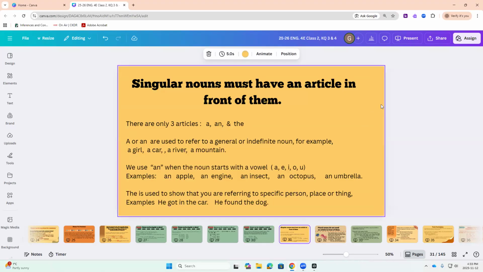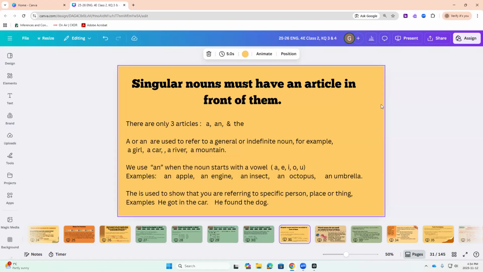One thing you could do if you're trying to find nouns is to be aware singular nouns must have an article in front of them. And there are only three articles: a, an, the. A or an are used to refer to a general or indefinite noun. For example, a girl, a car, a river, a mountain, right? Not any specific one, just generally. There was a girl walking across the road. I saw a car run the red light.